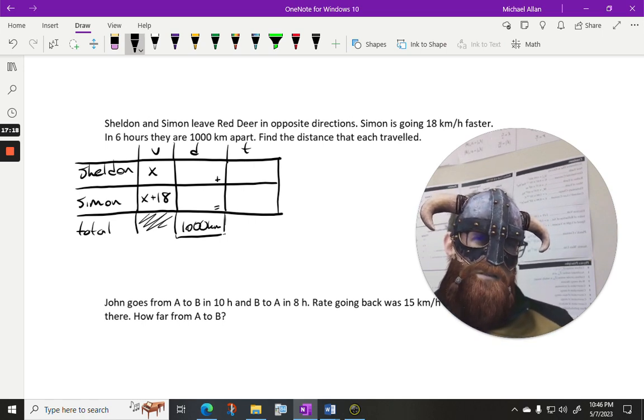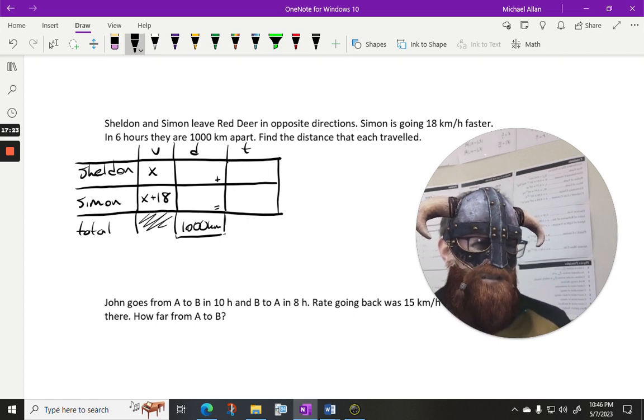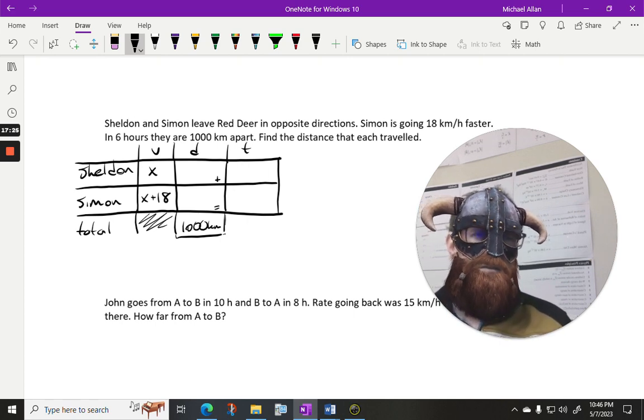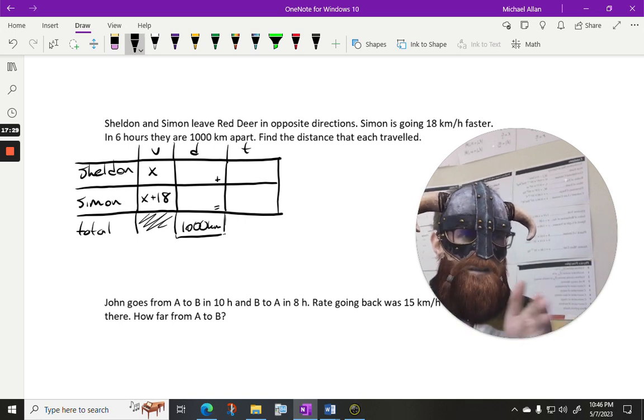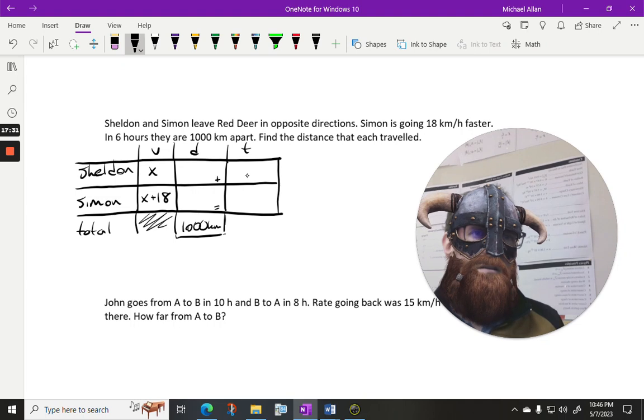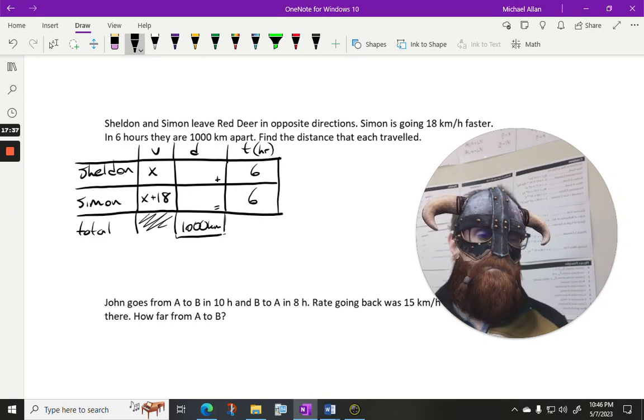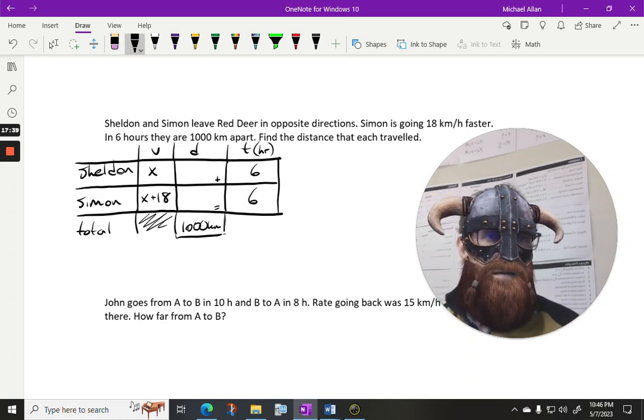Okay, so time. How are we going to incorporate time here? So it's 6 hours. So that's not a total 6 hours. That's just in 6 hours. Not like we add the 2 times together. They traveled at the same time. Oh, that means that time, that's in hours, is the same for both of them. Oh, that's convenient. Okay, that's nice.